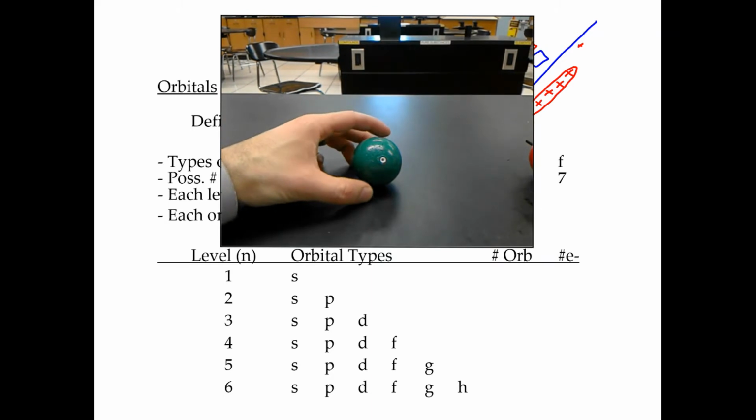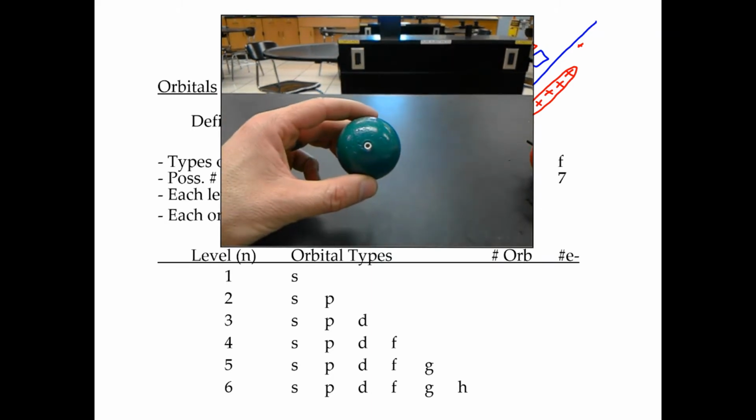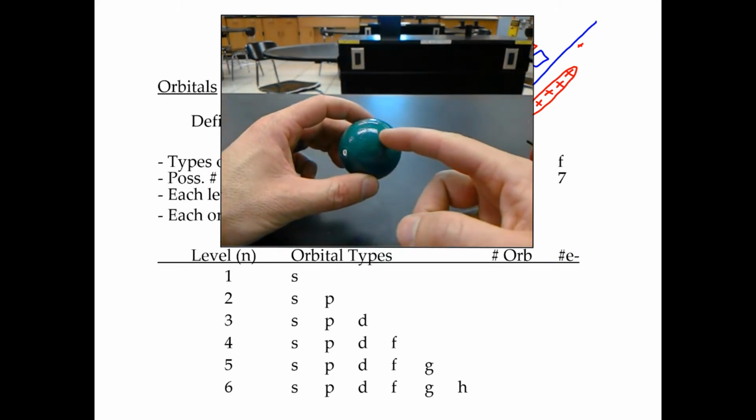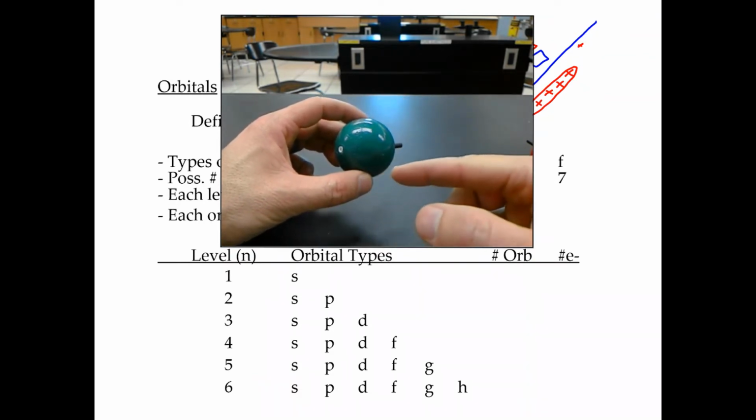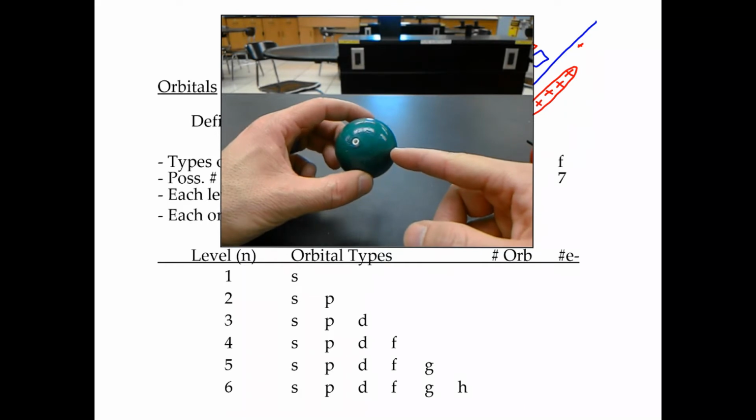An s orbital has this shape. It looks like a ball. So what you would have is the nucleus in the middle of this ball, and an electron in an s orbital would be anywhere in this region of a ball around the nucleus.